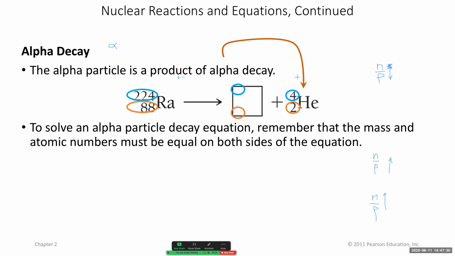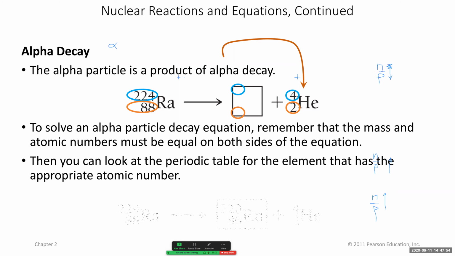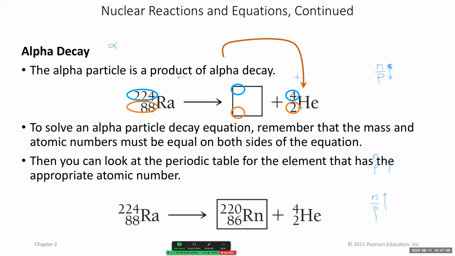I think you all knew that before I finished talking. On the Z number, 88 equals x plus 2. So x is going to be 86. So now here's where you need to use your periodic table. You have to look up element 86 unless you've got it memorized. If we look up element 86, it turns out that it's radon. So you put in the symbol there, 86 radon 220. So that's how you balance the equation.